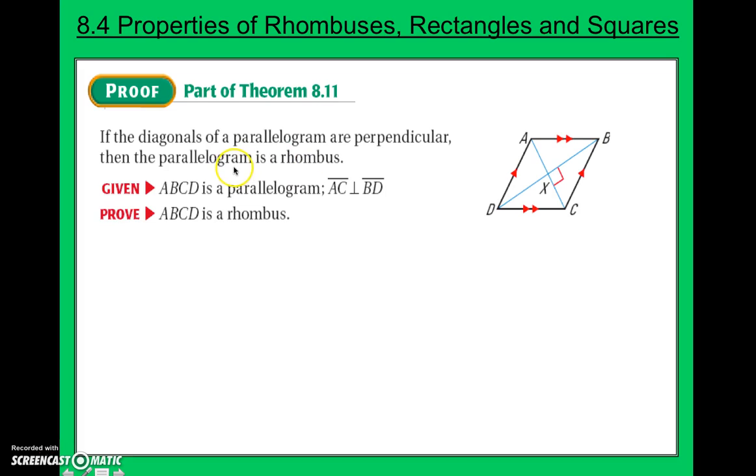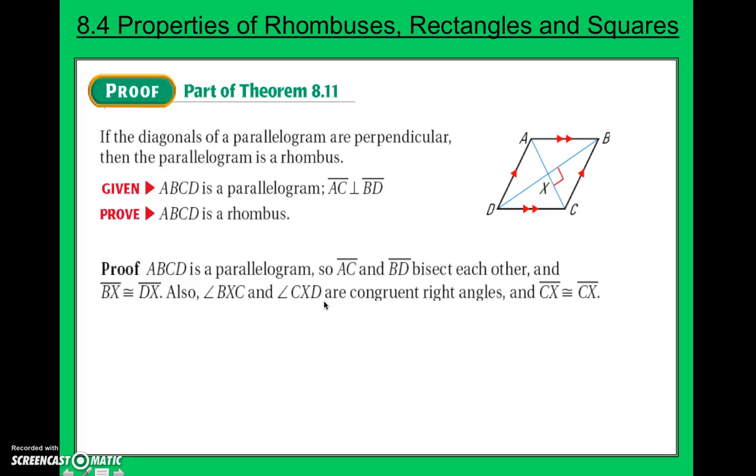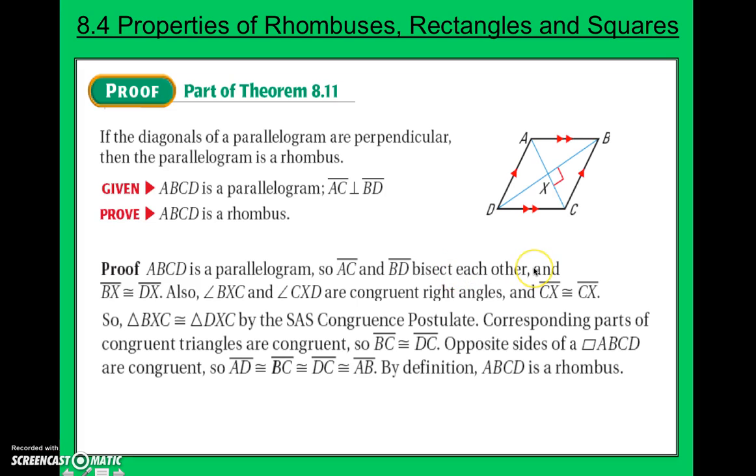So let's do that. If the diagonals of a parallelogram are perpendicular, then the parallelogram is a rhombus. I'm going to go through this pretty quickly, but feel free to go back and re-look at it. Basically, if you look at this, we are going to be using some of the information that we've had before. We're going to talk about the triangles that are inside, broken up by the diagonals.